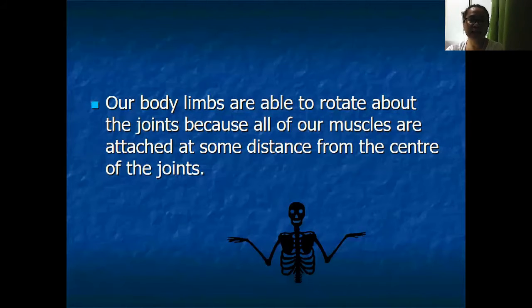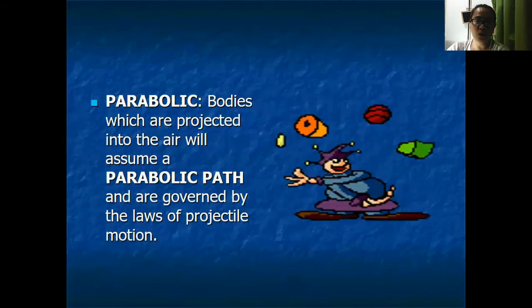Our body limbs are able to rotate about the joints because all of our muscles are attached at some distance from the center of the joint. That's why we need to know more about our human system, which is anatomy and kinesiology, or anatomy and physiology, which is also a very good basic foundation before studying biomechanics. So what do we mean by parabolic?